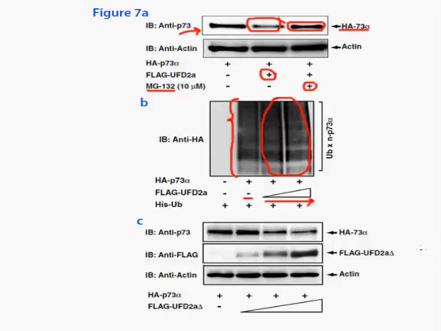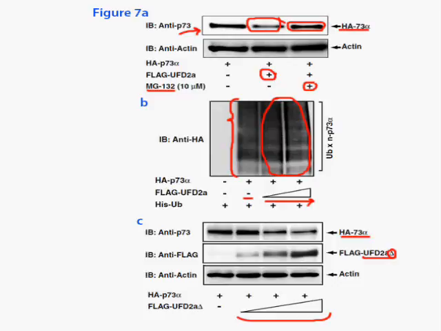So figure C shows again cells that have been transfected with plasmids that express a constant amount of hemagglutinin tagged P73 alpha, and they have also been, in these cases here, transfected with a plasmid that expresses UFD2A delta. This is a mutant form of UFD2A which has the U-box region deleted, and as we discussed before, the U-box is necessary for the function of UFD2A, specifically its ubiquitination.